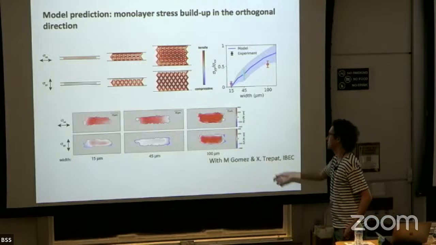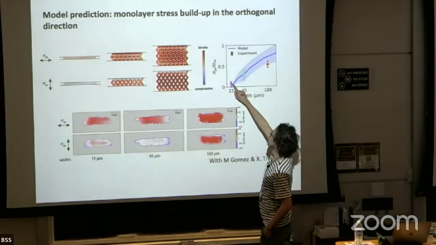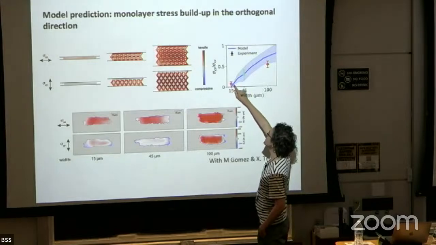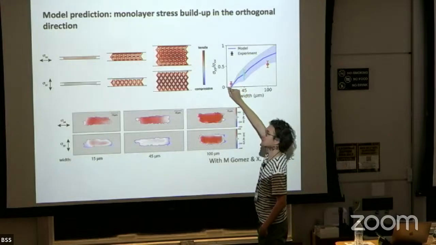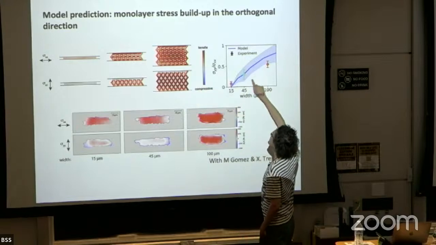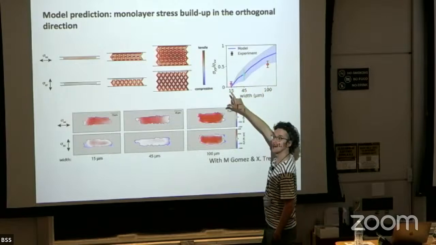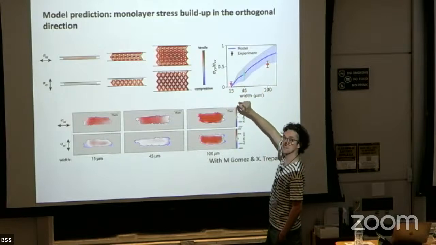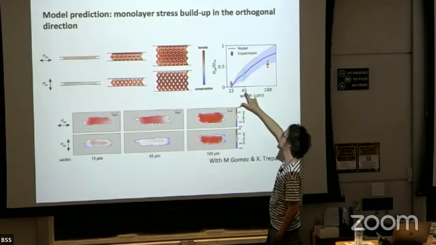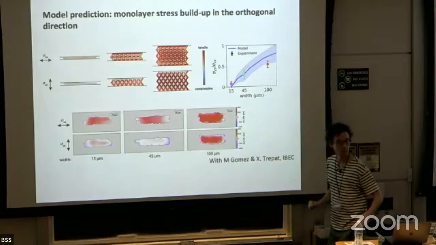We worked with the lab of Xavier Trepat on this. And basically, what we show is that for thin trains, there's very little component of the stress in this direction. And as you increase the width of the clusters, there's more and more stress in the unproductive direction compared to the productive direction. And this is the model parameterized from before, and it predicts this evolution quite well.